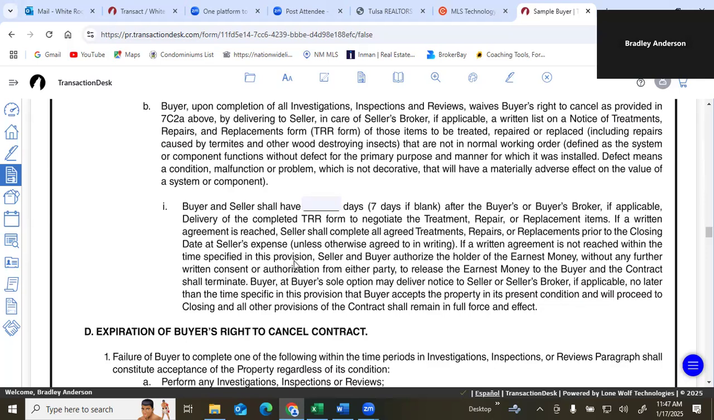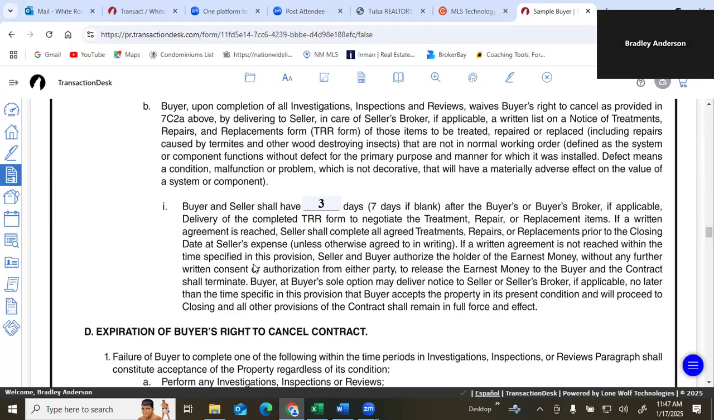And then it goes on to say, okay, well, if you've done this, then the buyer and seller shall have X amount of days, and it's 7 if you leave it blank, after the buyer or buyer's broker, if applicable, delivers that TRR form to negotiate what you want done. Okay, so I would say 3 is good. I know it says 7 is the default, but man, that's generous. You want to get out, you want to get on with this process. Okay.